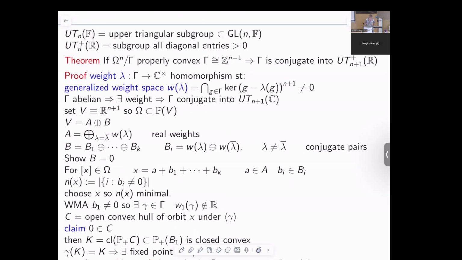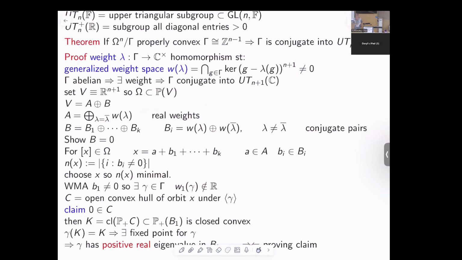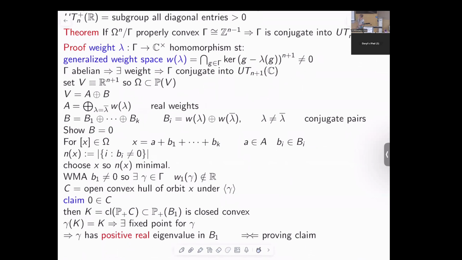I welcome questions, remember. Talk without questions is a failure. I'm going to go through the proof of this. So we've got this abelian group acting on this properly convex domain. I want to show it's conjugate into upper triangular matrices with positive entries on the diagonal.